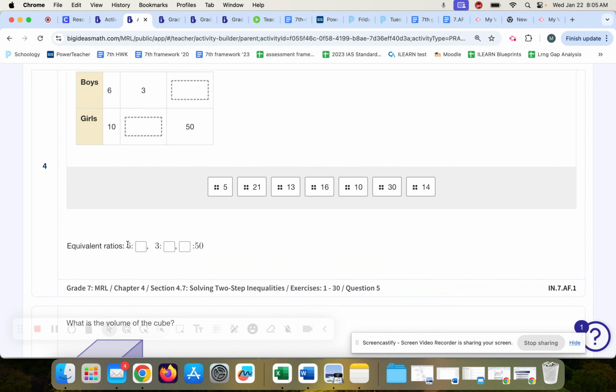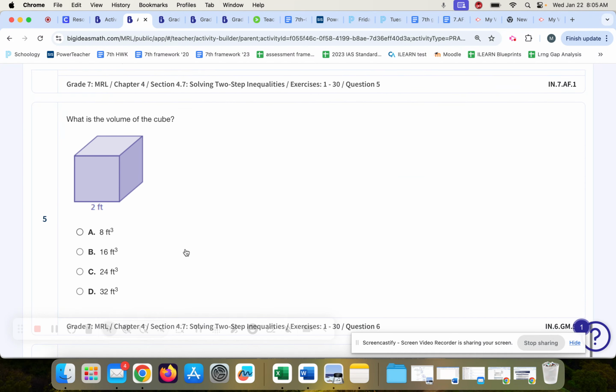6 is to 10, so that 10 goes in here. 6 is to 10 is 3 is to that answer. And the other answer then is to 50.